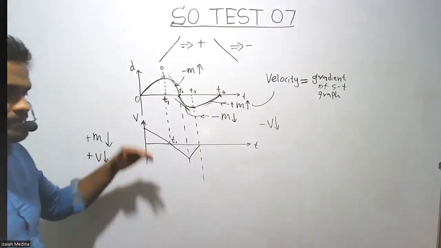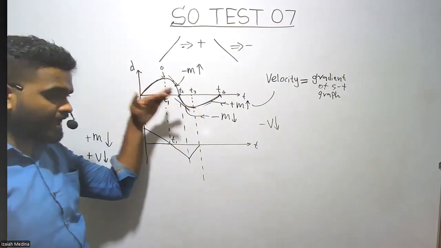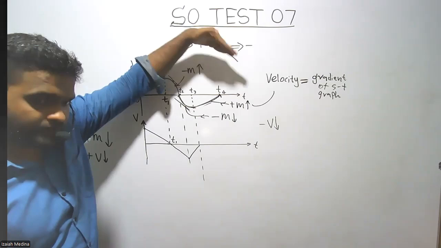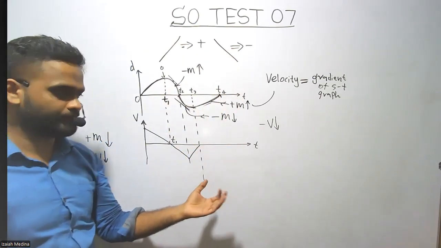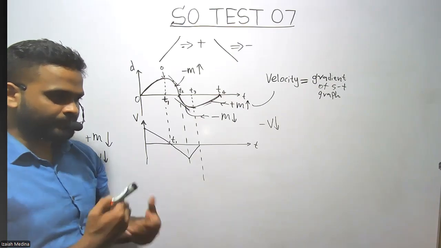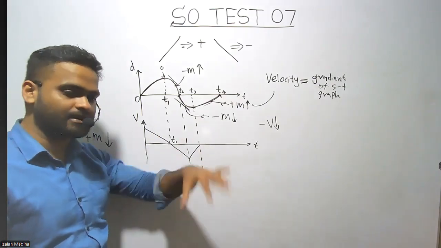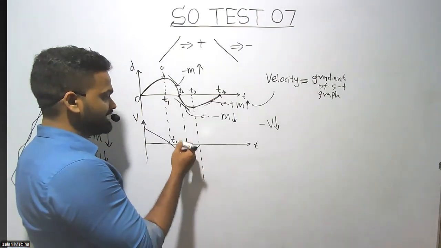It doesn't matter whether this graph is above or below. You only have to think about whether the gradient is to this side or this side. Then think about whether the slope increases or decreases, right? You can rewatch this and try yourself what I'm telling you. So you can convert any graph into a VT graph, any displacement time graph.